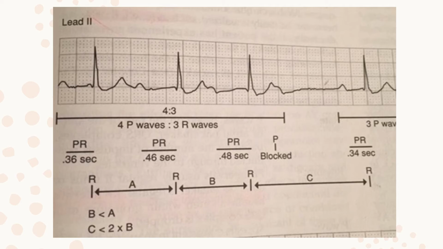You can see how the R to R's measure out. So B is less than A and C is less than 2 times B. And that's what it was talking about in the previous slide, less than 2 times the R to R of the first two intervals. And this is where you have your dropped beat, C is where you have your dropped beat.